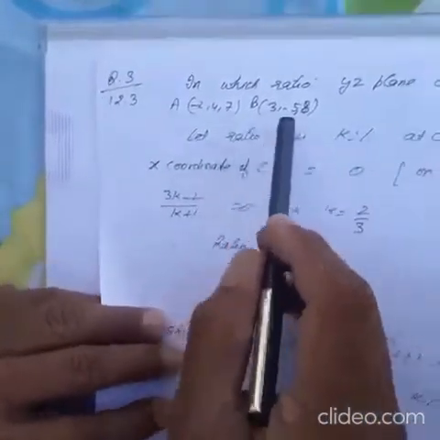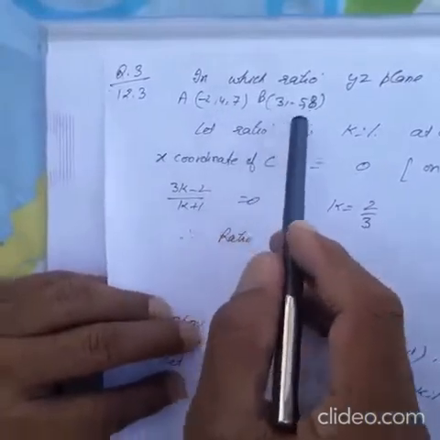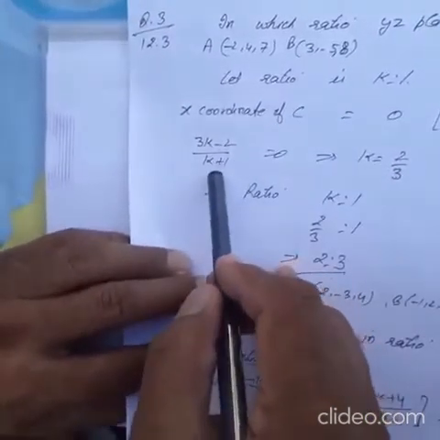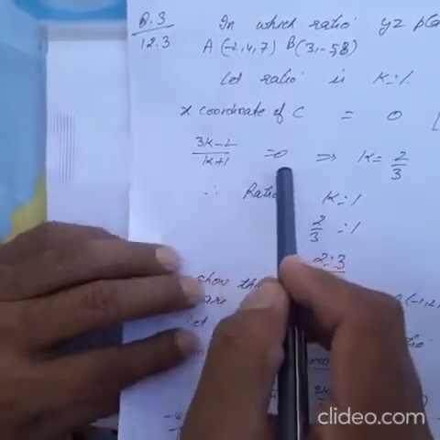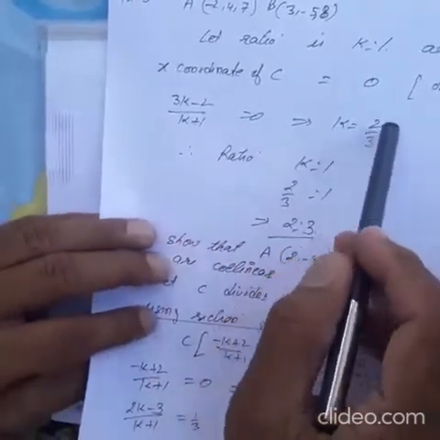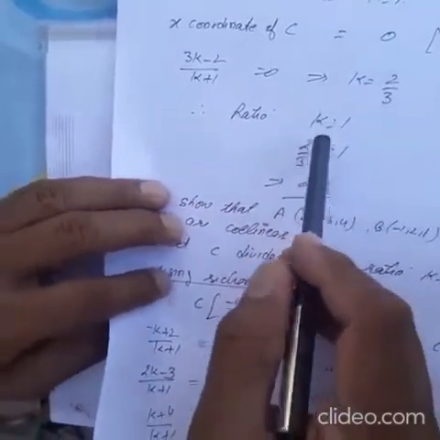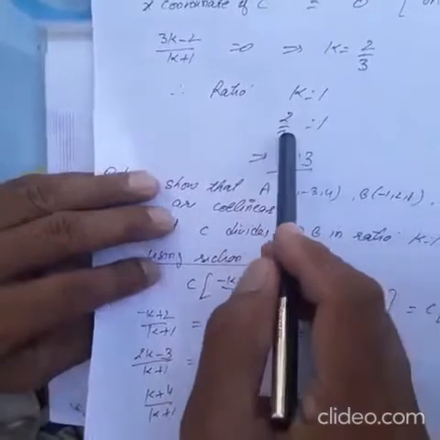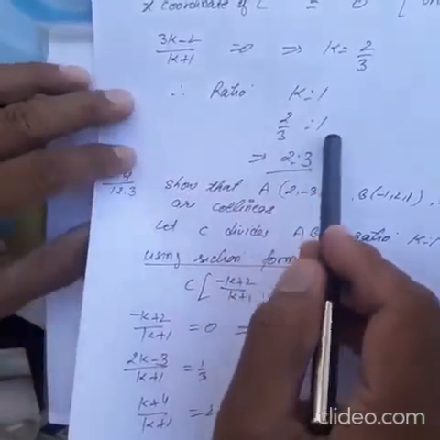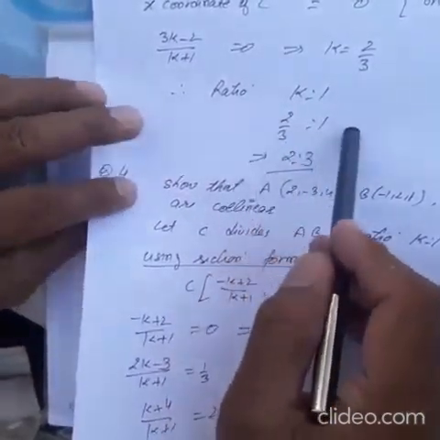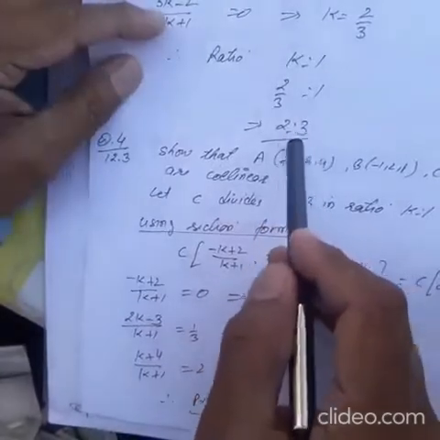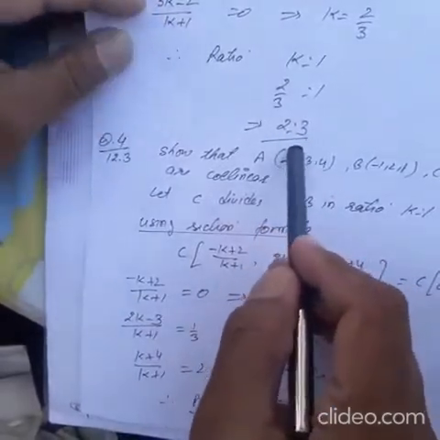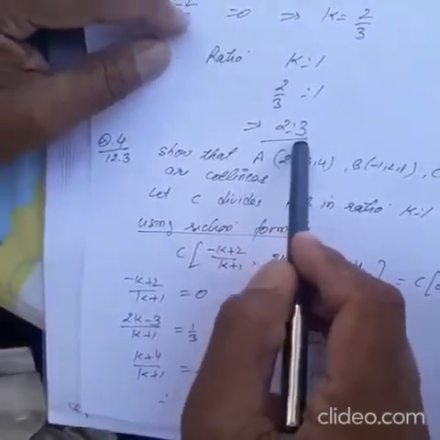So let the x coordinate using section formula, k is to 1, be (3k minus 2) upon (k plus 1). Put that equal to 0 and find out k. It is 2 upon 3. So ratio k is to 1 will be 2 upon 3 ratio 1. And when you multiply, it will be 2 ratio 3. This is the required ratio. I hope it is clear.